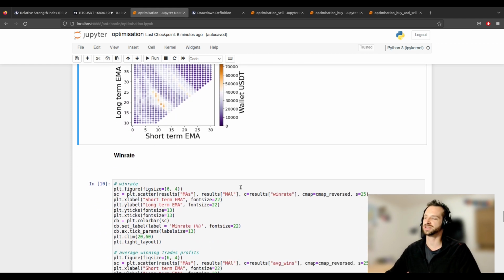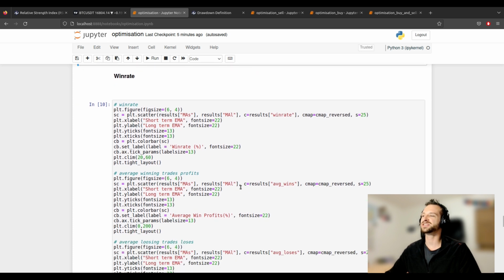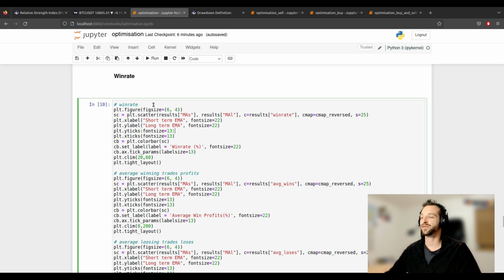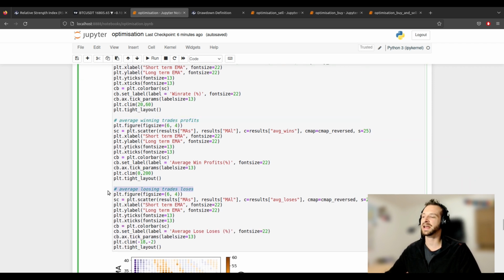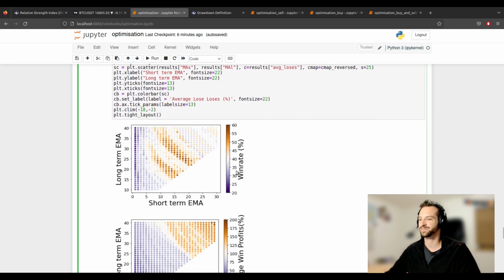Let's move on to the second section. In the second section, we are going to study the health of the trades that the strategy made. The first metric we're going to look into is the win rate. The second one is going to be the average profits of the winning trades. And lastly, the average losses that the losing trades made.